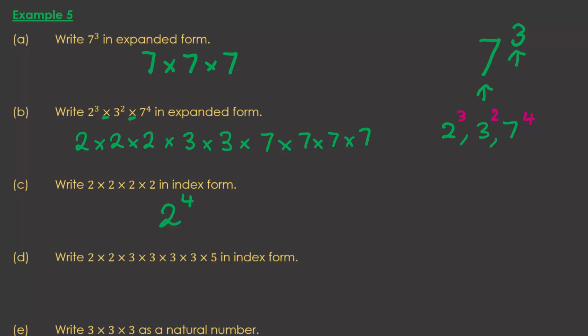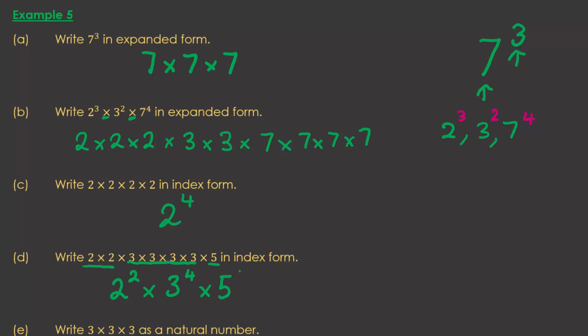Write 2 times 2 times 3 times 3 times 3 times 3 times 5 in index form. So starting off, we've got 2 as the base, and there's 2 of those. So we write that as 2 squared, and then we put a multiplication sign. We then have 3 as the base, and we've got 4 of those, so that's 3 to the power 4. And then we just have a single 5.